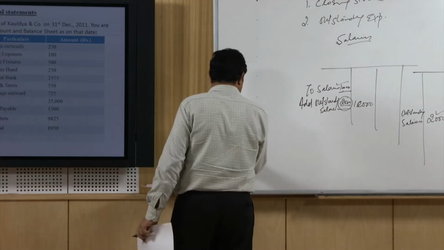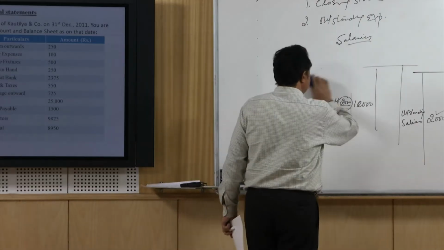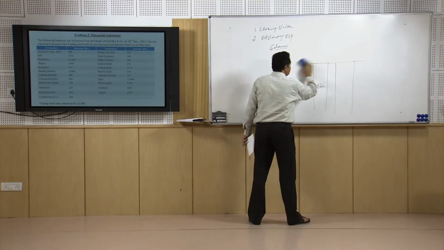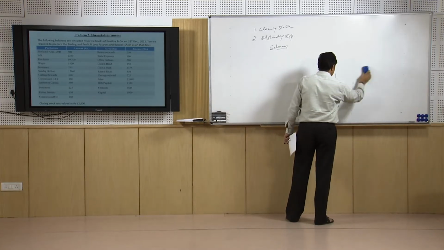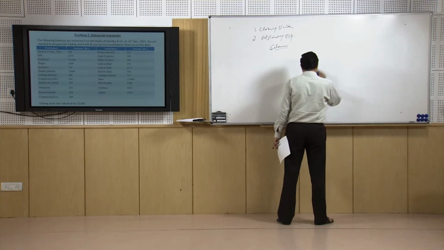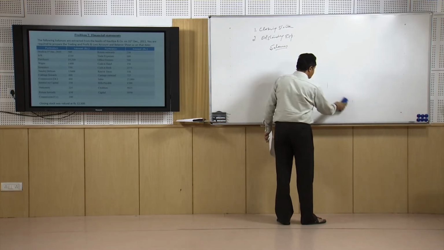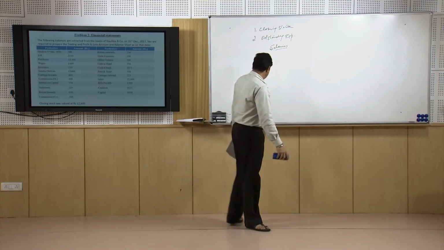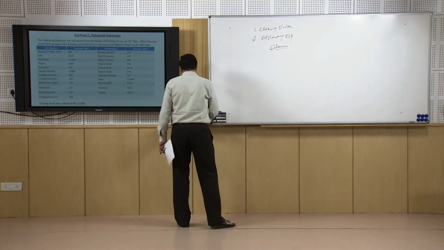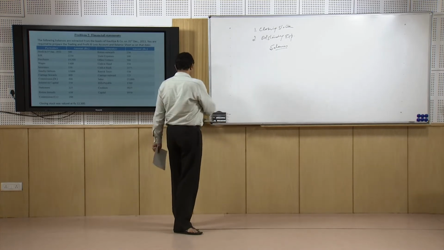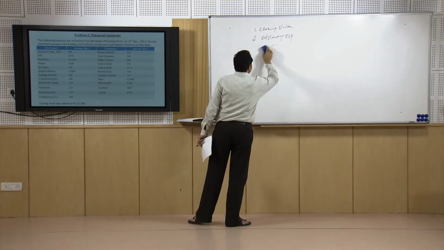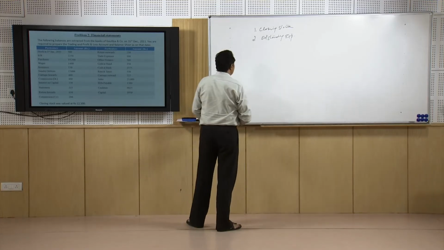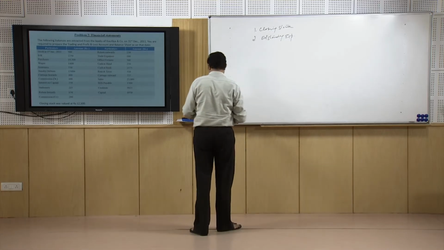Maybe it is salaries, wages, rent, or it could be anything. If any expense, the benefit of which has been enjoyed by the firm, but the payment has not yet been made, that is called an outstanding expense. That outstanding expense has to be added to the major head of that expense in the profit and loss account, and then shown as a liability in the balance sheet. That way we complete the double entry, or double treatment, for that transaction.